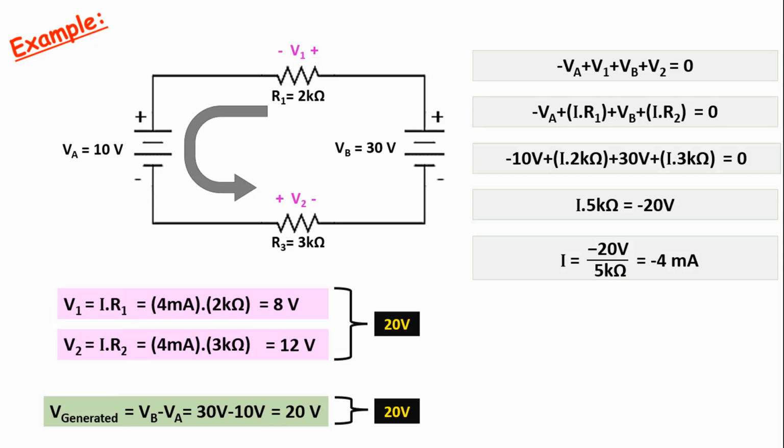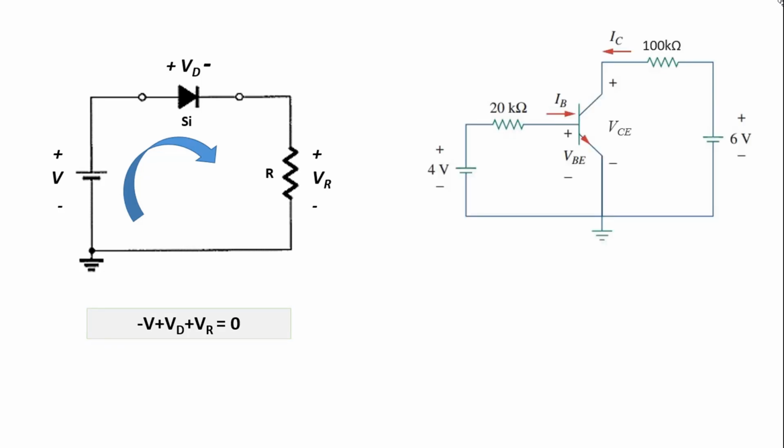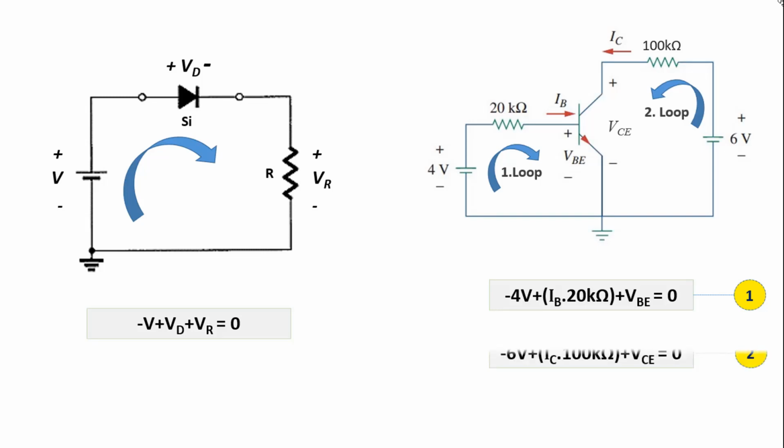We can apply Kirchhoff's voltage law to all circuits, not just resistors. For example, if we write the voltage law according to the direction of the current in a circuit with a diode and resistor, it will be negative V plus VD plus VR equals 0. Similarly, we can write two different voltage laws in the BJT transistor circuit you see on the right. If we write for the first loop, it will be negative 4 volts plus IB times 20 kiloohms plus VBE equals 0. For the second loop, if we write it, it will be negative 6 volts plus IC times 100 kiloohms plus VCE equals 0.